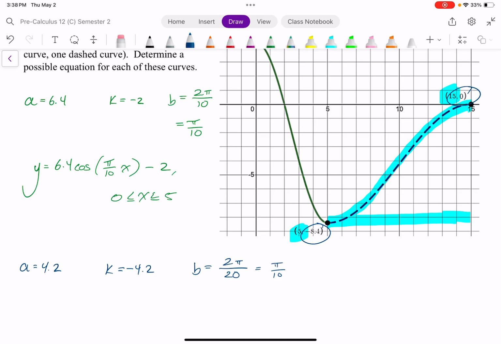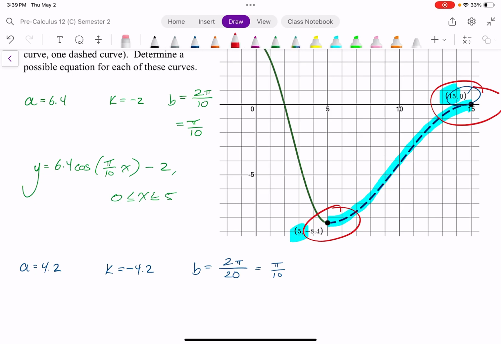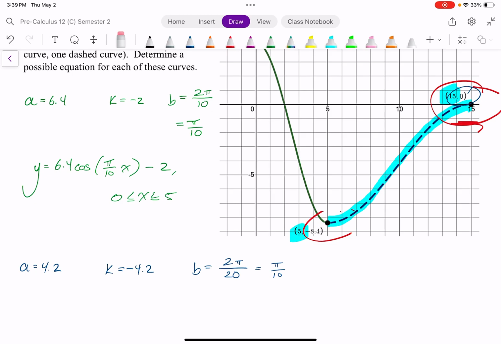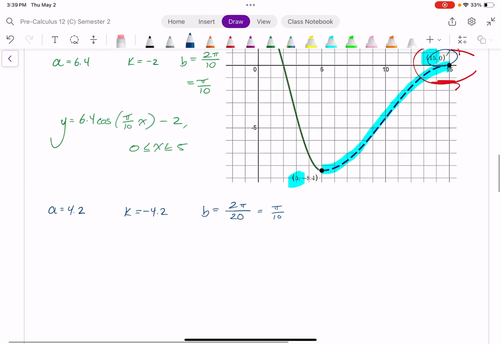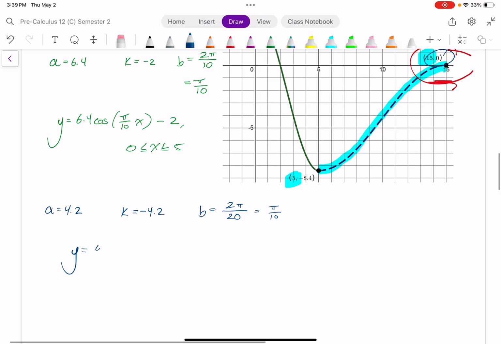That said, I want to use a cosine function again, because cosine functions are easiest to determine if we are given either maximums or minimums, and that's what I've been given. However, neither of these is right on the y-axis, so I do need a phase shift. So because I need a phase shift regardless, I'm going to focus on this maximum over here. And so I'll use a positive cosine function. So I have positive 4.2 times the cosine of pi over 10 times x.